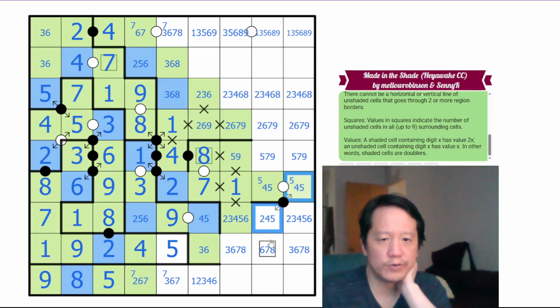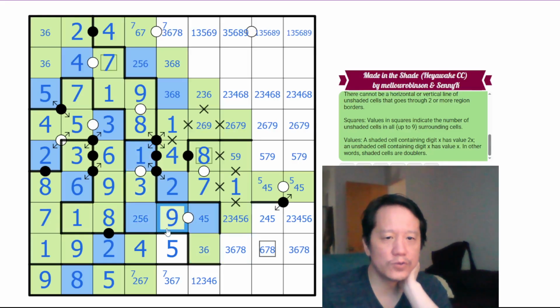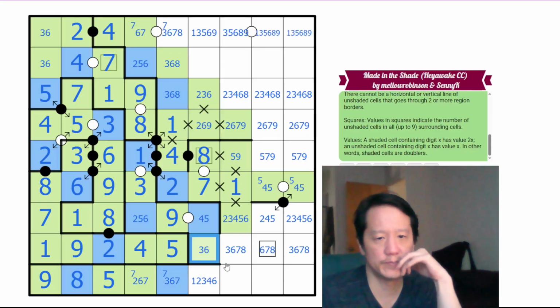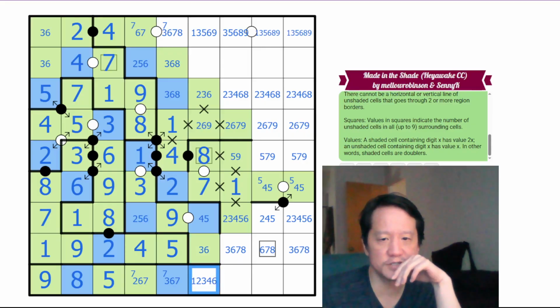These are separate regions. You could go 1, 2, 3, 4, 5, 6, 7, 8, 9. That is possible. Green has to orthogonally connect, so therefore this must be green, and this crosses one border, but it can't cross 2, so this is blue. This has to be green then.